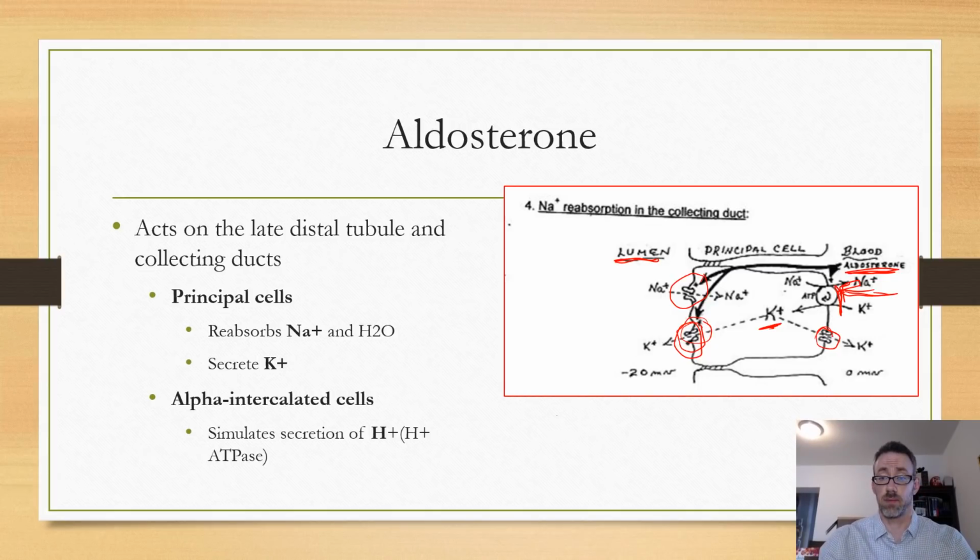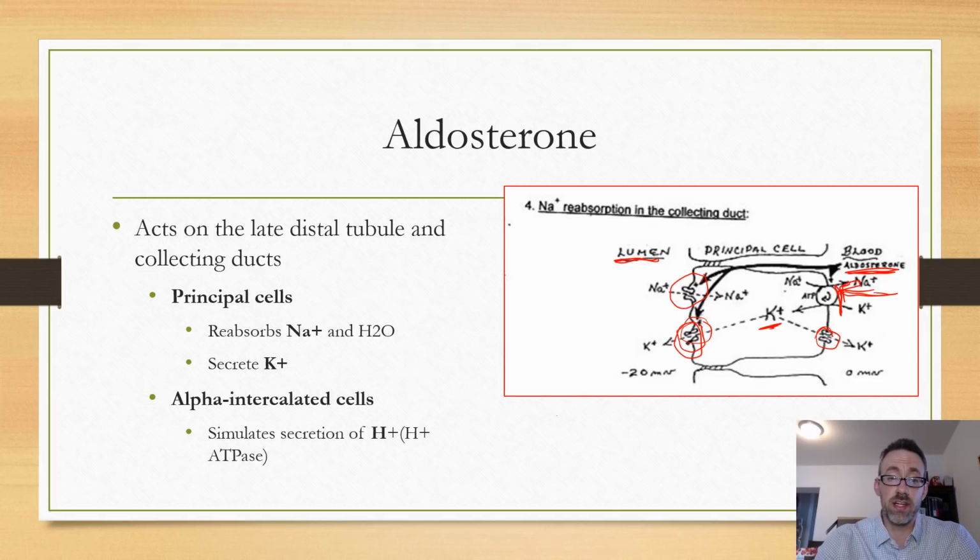So, in summary, aldosterone causes an increase in reabsorption of sodium and secretion of potassium. And by reabsorbing the sodium, water is going to follow with that. So we have sodium and water reabsorption, we secrete potassium, and this is all occurring in the principal cells based on the mechanisms I just talked about.